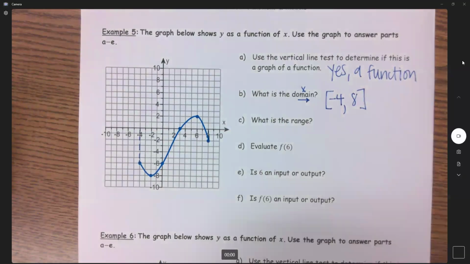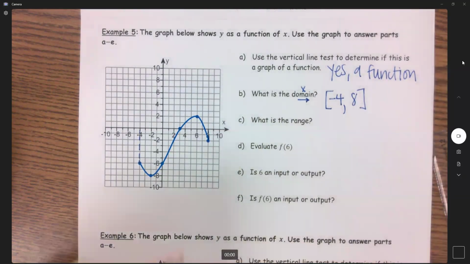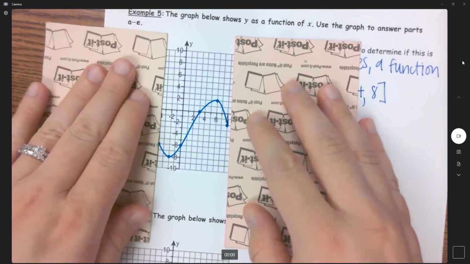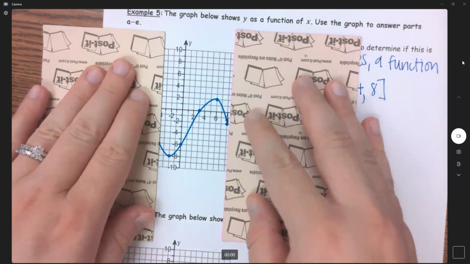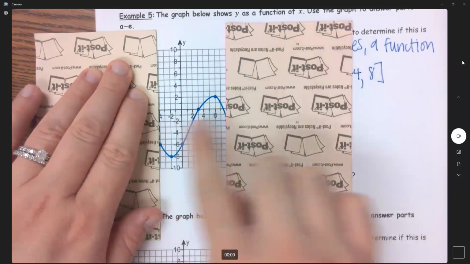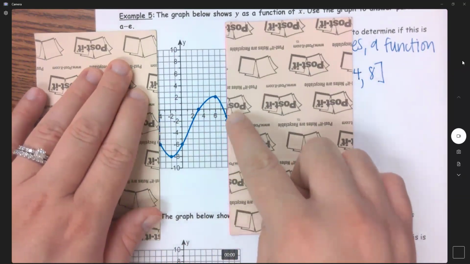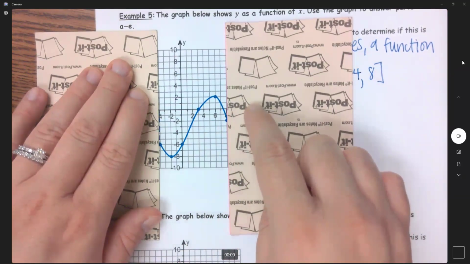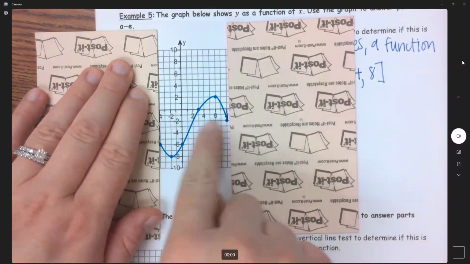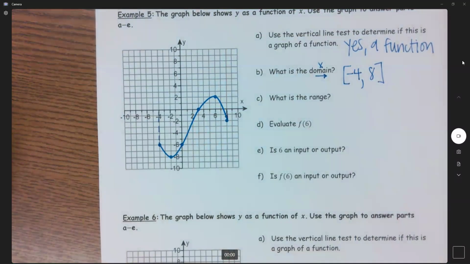So let me get a couple pieces of paper real quick. So now I have my dashed lines here. We're talking about my domain has x values from everywhere from here to here, from -4 to 8, and every possible number in between. I am not looking at these numbers here. I am just looking at these x numbers on my x axis.